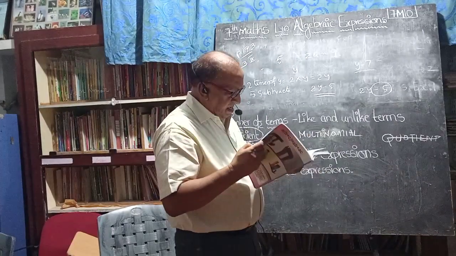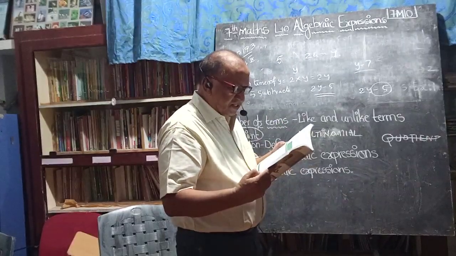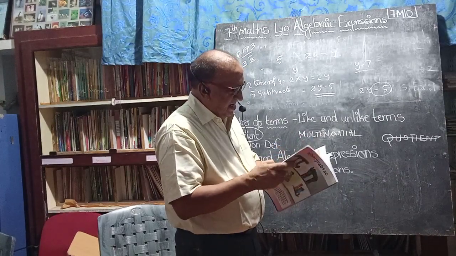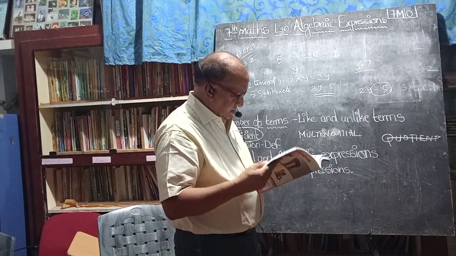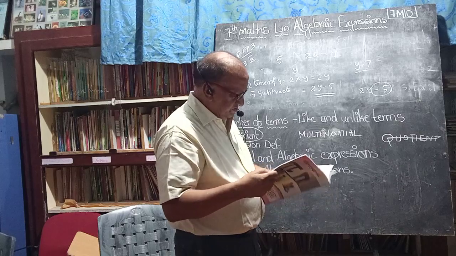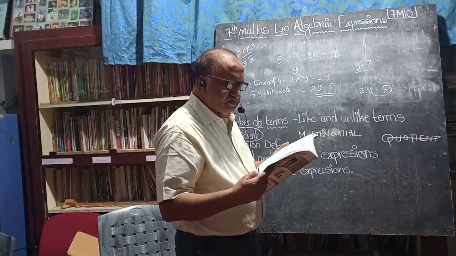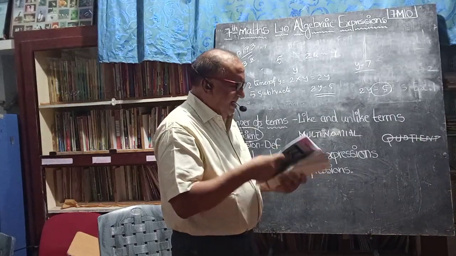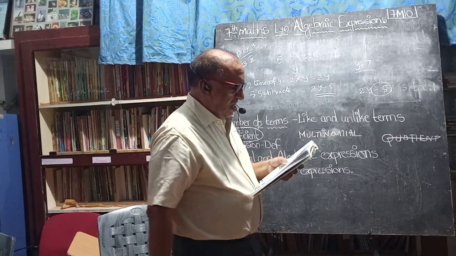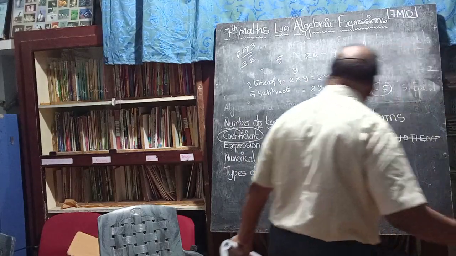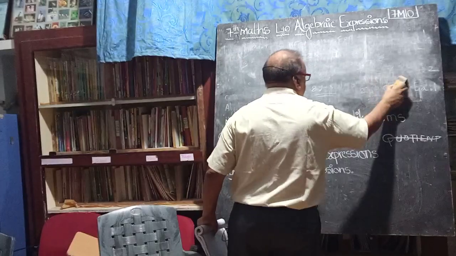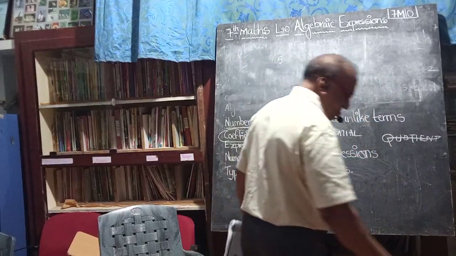And then let's see exercise number 2. Identify and write all the like terms in each of the following groups. Here you will learn about like and unlike terms. Okay? Good. We are moving very good.